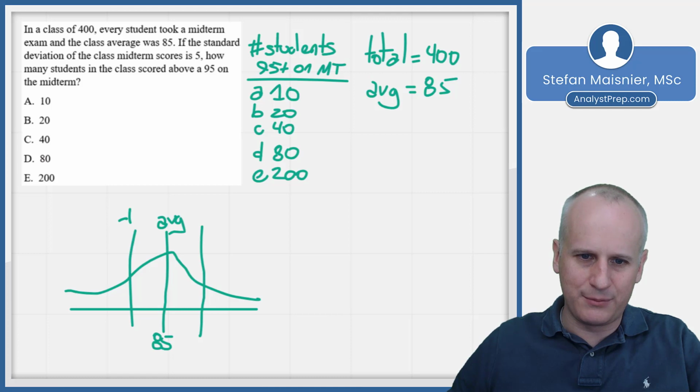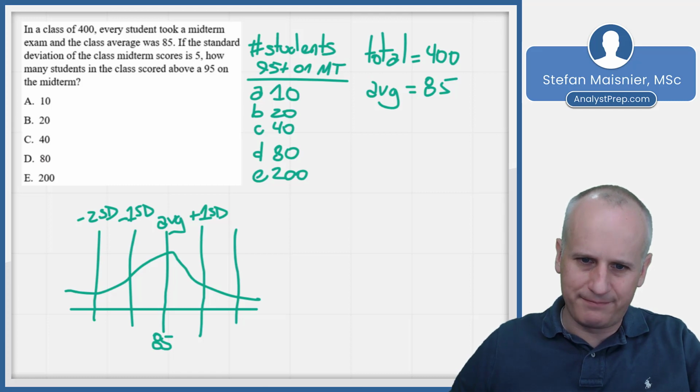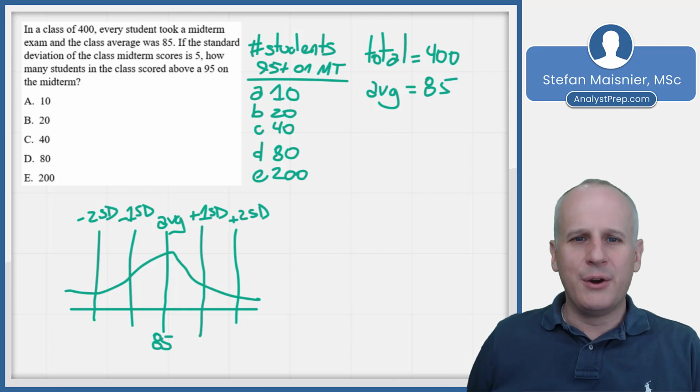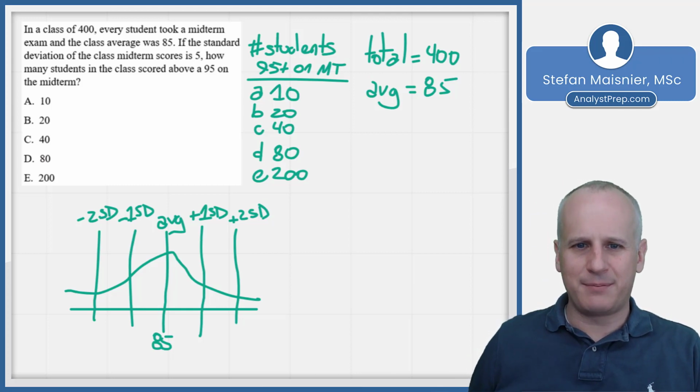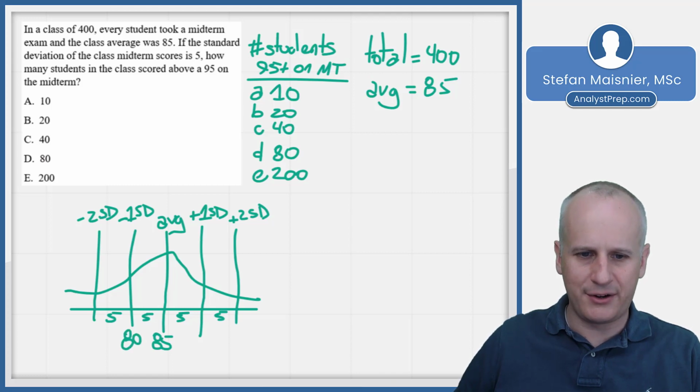So now we could build in our little normal distribution curve around said average. So this is -1 standard deviation. This is +1 standard deviation. And this is going to be minus 2 standard deviations, and plus 2 standard deviations. So we know the standard deviation of the class midterm scores is 5. So that means there's a difference of 5 between each of the deviations. So that means there's an 80 here, there's a 75 here, there's a 90 here, and a 95 here.